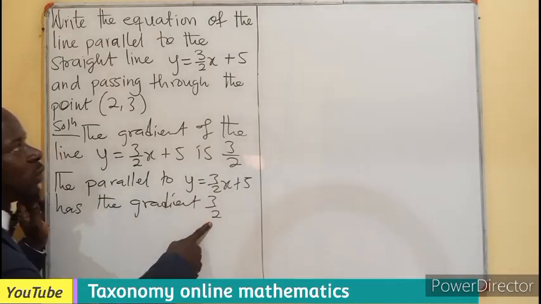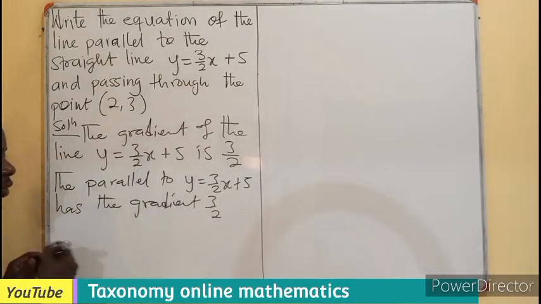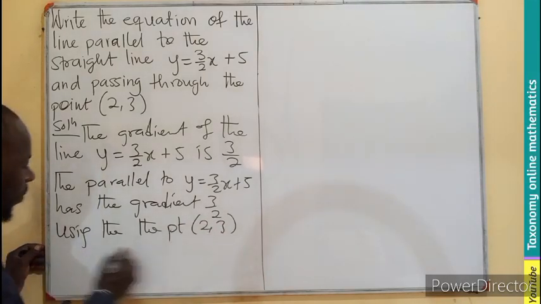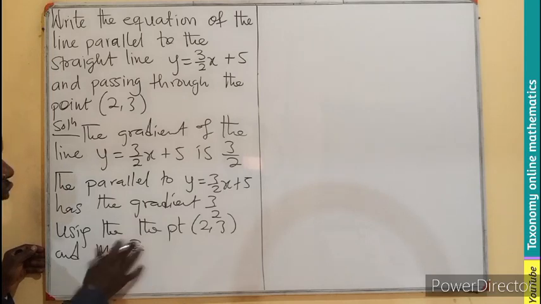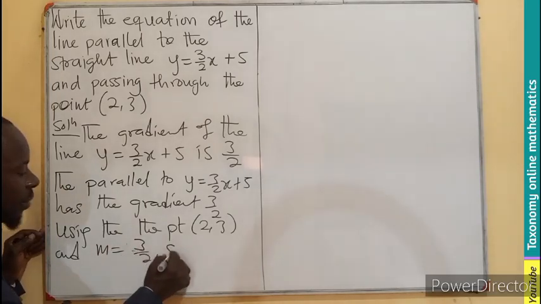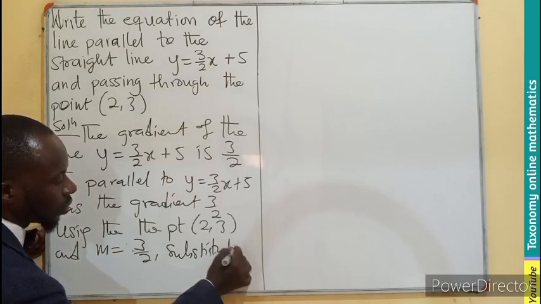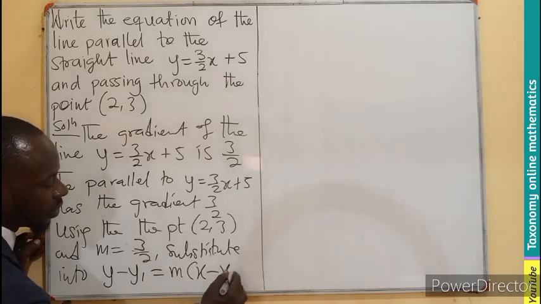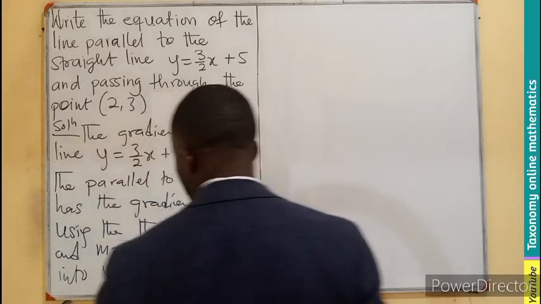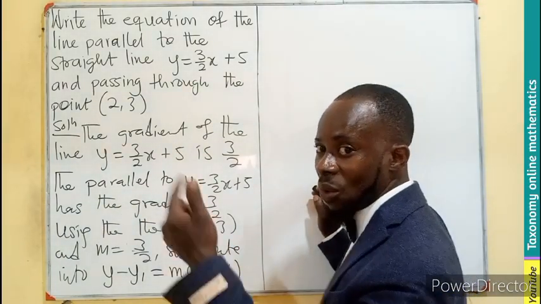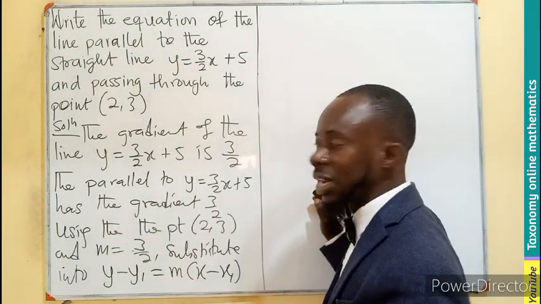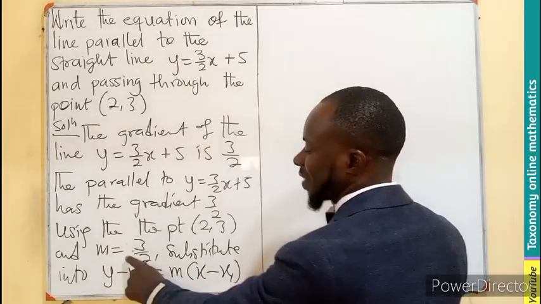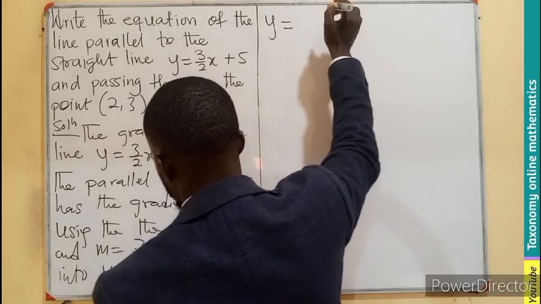So now that we know the gradient and it's passing through this point, we can use the gradient and the point. So using the point (2, 3) and gradient 3 on 2, we can substitute. So we have y minus y1 equals m times x minus x1. From here, we know this y is part of the equation of a straight line, the y coordinate. And this x is also part of the equation of a straight line, the x coordinate. Then the y1 is the value of 3, the x1 is the value of 2, and the m is the gradient. So we are going to have y minus y1, which will be 3.